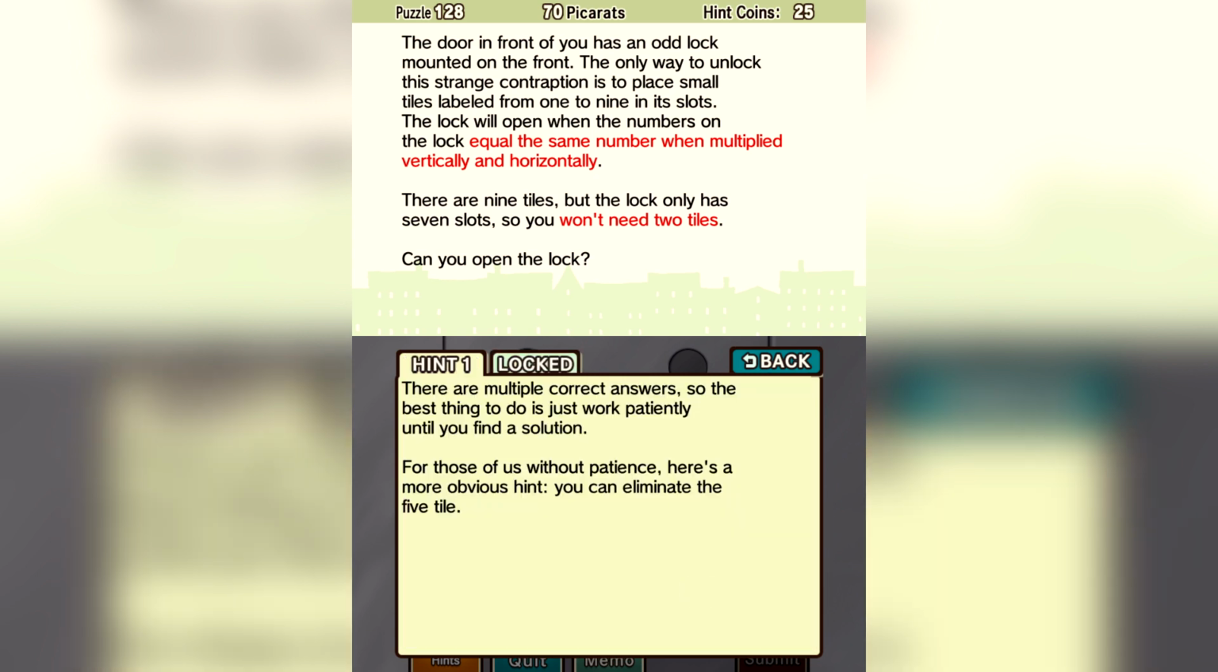There are multiple correct answers, so the best thing to do is to work patiently to find a solution. I got that, thanks. For those of us without patience, or for those of us who are recording a YouTube video and don't have the time, here's a more obvious hint. You can eliminate the 5 tile.